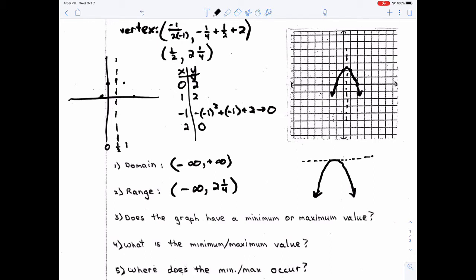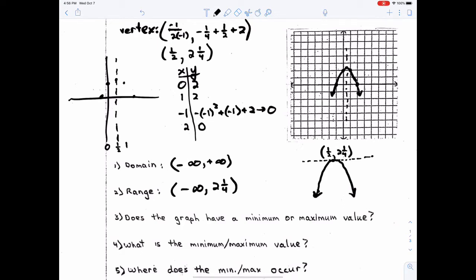So there's no minimum or maximum x values. Look at the domain. Negative infinity to positive infinity. Okay? There's no smallest or largest number. It just keeps going to infinity in both directions. In the range, is there a smallest number? On this particular graph, no. But there is a largest, and that's 2 1/4. And if you notice, that's the y-coordinate of the vertex, because the vertex was 1/2, 2 1/4.